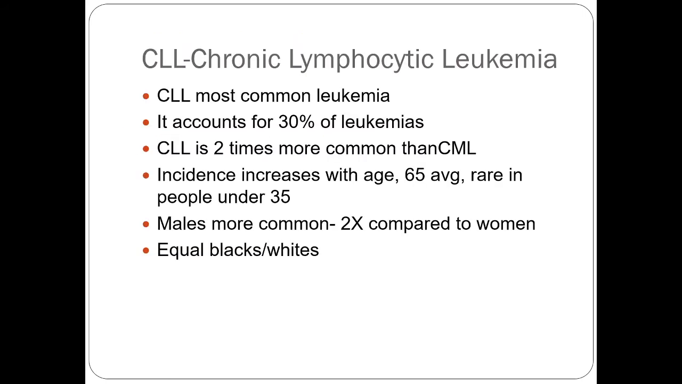Now chronic leukemia. In chronic leukemia, chronic lymphocytic leukemia, CLL most common leukemia, 30% of the patient having a CLL. CLL is 2 times more common than the CML. Incidence increase with the age. Average age is 65 years. Rare in people under 35.